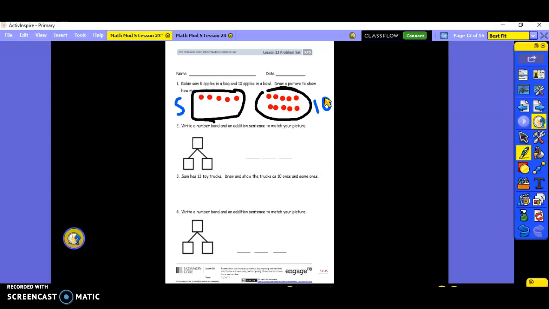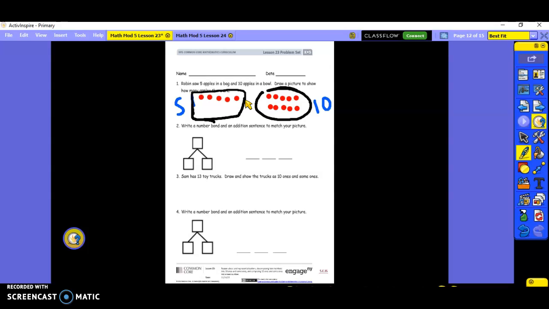Now let's move on. It says draw a picture to show how many apples there are. So we drew our picture, nice and neat. Let's move on to step 2. Write a number bond and an addition sentence to match your picture.